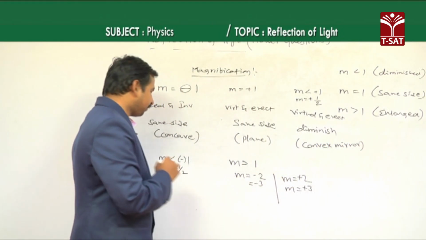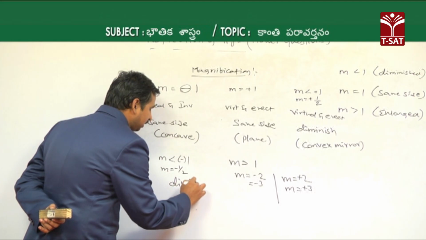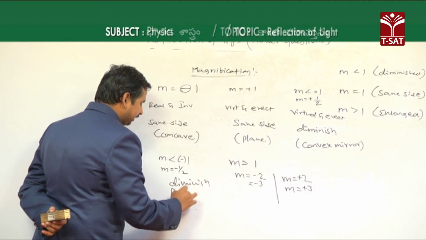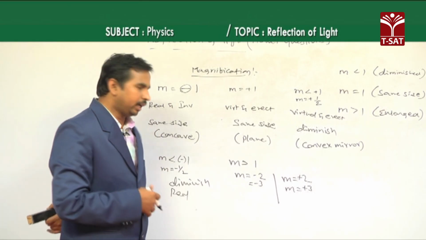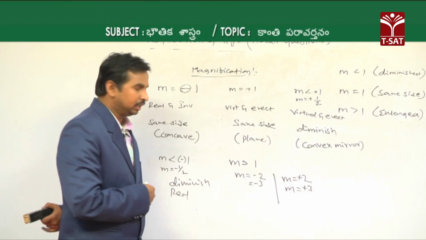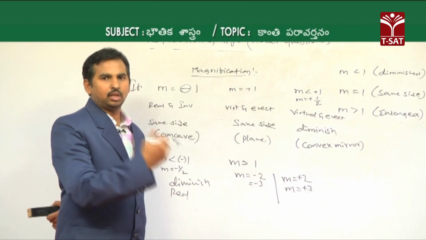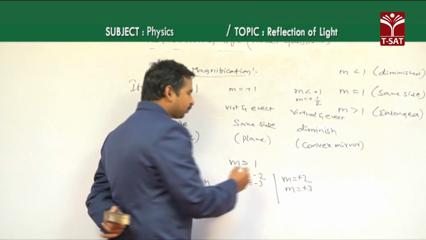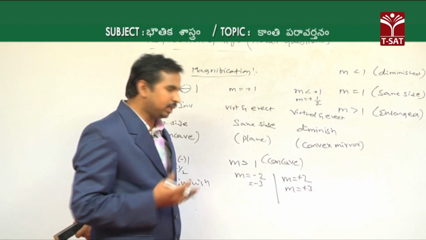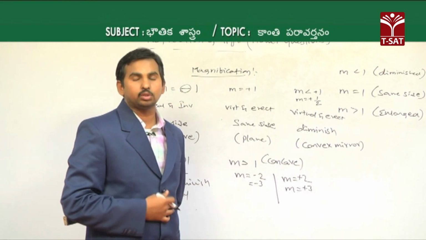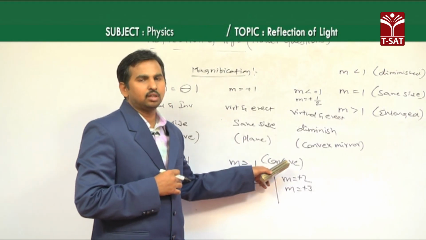And whereas if you are taking m value less than 1, which is diminished, and given with minus, it is diminished and real. Real and diminished means it is going to be a concave mirror. And not only that, if you are taking m value greater than 1, which is 2, 3 like that, but with minus, which means real, inverted and enlarged, that is formed only by a concave mirror. And if you are taking a magnified image, 2 and 3 magnification, but with positive, meaning virtual and erect, that is also possible only by using a concave mirror.